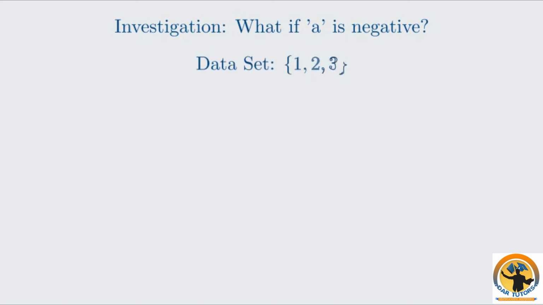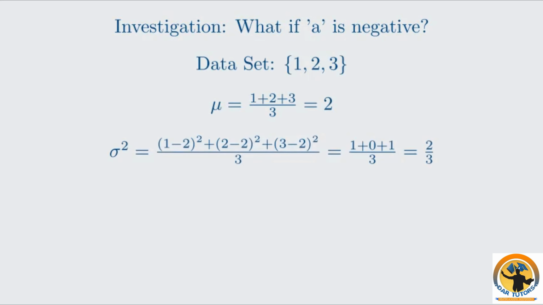We've seen that multiplying by a constant like a scales the standard deviation. But what if we multiply by a negative number? Let's explore this with a small example. Consider the data set 1, 2, 3. The mean is 2 and the variance is 2/3. The standard deviation is the square root of 2/3.